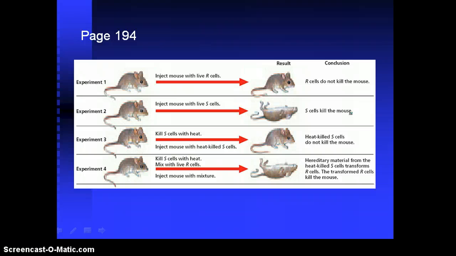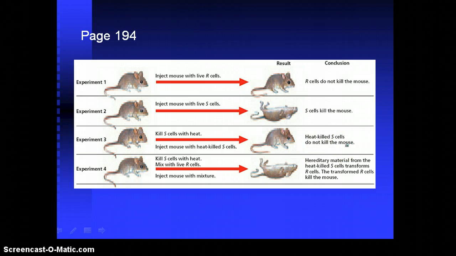So then we know that R cells keep the mouse alive, S cells kill the mouse. We want to see if we take the S cells and we kill them, so the cells are no longer functioning, with heat, which is something like you would do if you're cooking something. You kill off any bacteria or something that might be there with heat. That's why we would cook food. And he injects this mouse with the heat-killed S cells. He finds that the heat-killed S cells cannot kill the mouse.